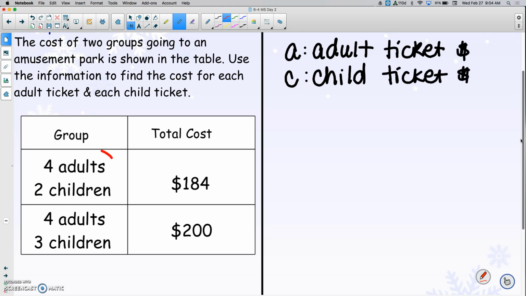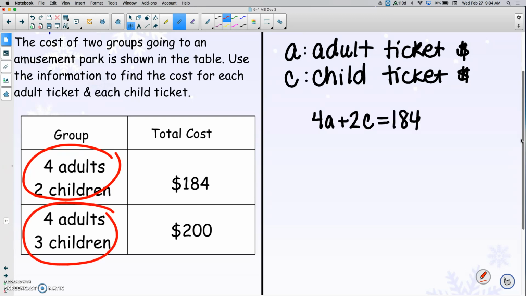So if there are 4 adults and 2 children, 4A plus 2C equals $184. Then 4 adults and 3 children, 4A plus 3C equals $200 would be my system. So each group gets its own equation.